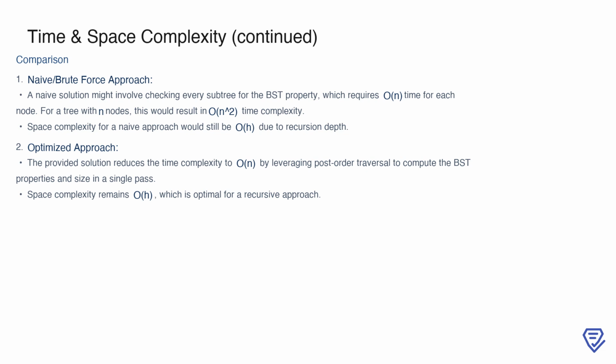In contrast, the optimized solution uses a post-order traversal to compute the BST properties and subtree sizes in a single pass. By doing so, it reduces the time complexity to O(n), while maintaining the space complexity at O(h). This approach is far more efficient, especially for larger trees.